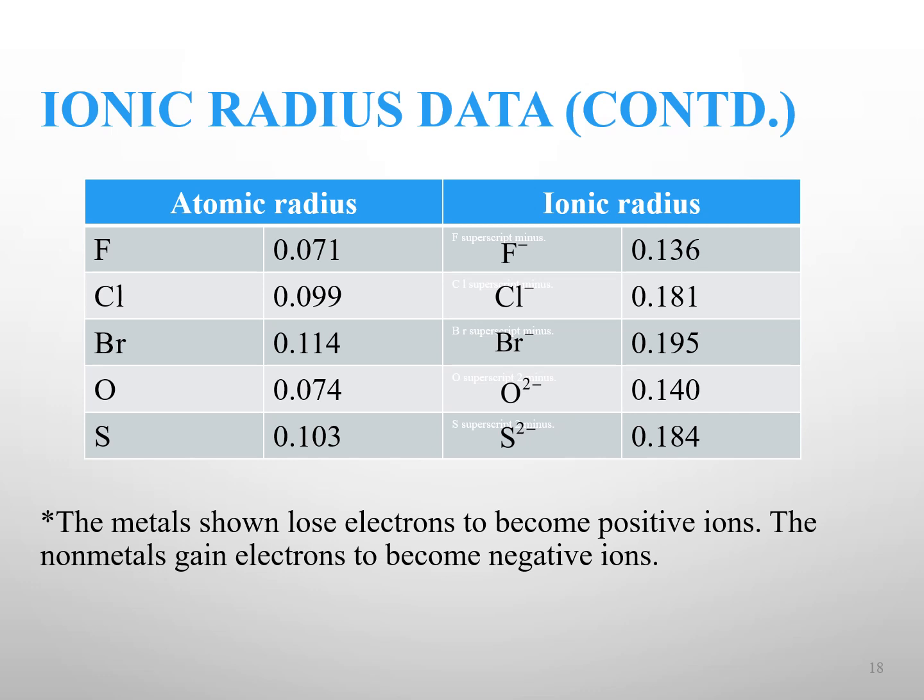On the other hand, if you take a look at the anions, they are always bigger than the atom they came from. The reason is because you are adding electrons in, and electron-electron repulsion, because they're the same charge, will force it to get a little bigger. So the anions are always going to be bigger than the atom they came from.